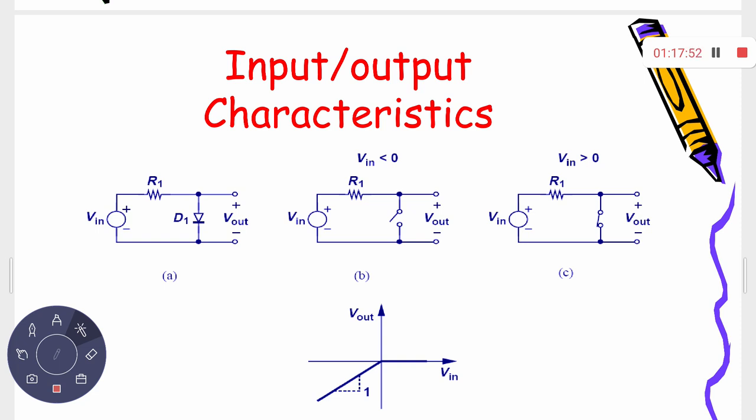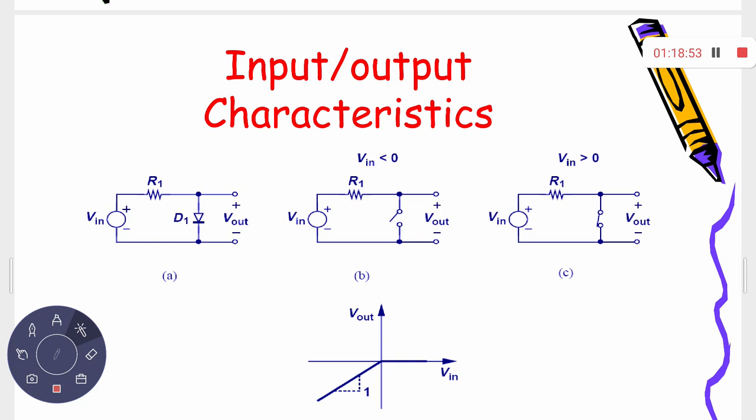If VIN is less than 0, what happens? If VIN is less than 0, this diode is off. Open switch. Now, if you measure this output voltage by means of some voltmeter, since the diode is off, this voltage is nothing but VIN minus I times R1. Now what about this I times R1? Because the circuit is not completed. If you just consider VIN greater than 0, these two points are connected together, switch is closed. So V out is equal to 0, short circuited.